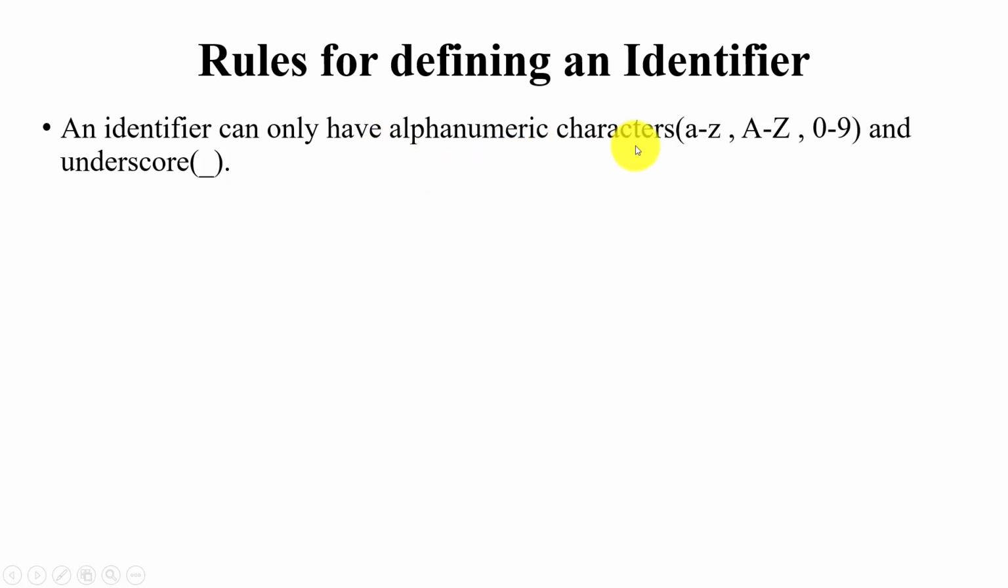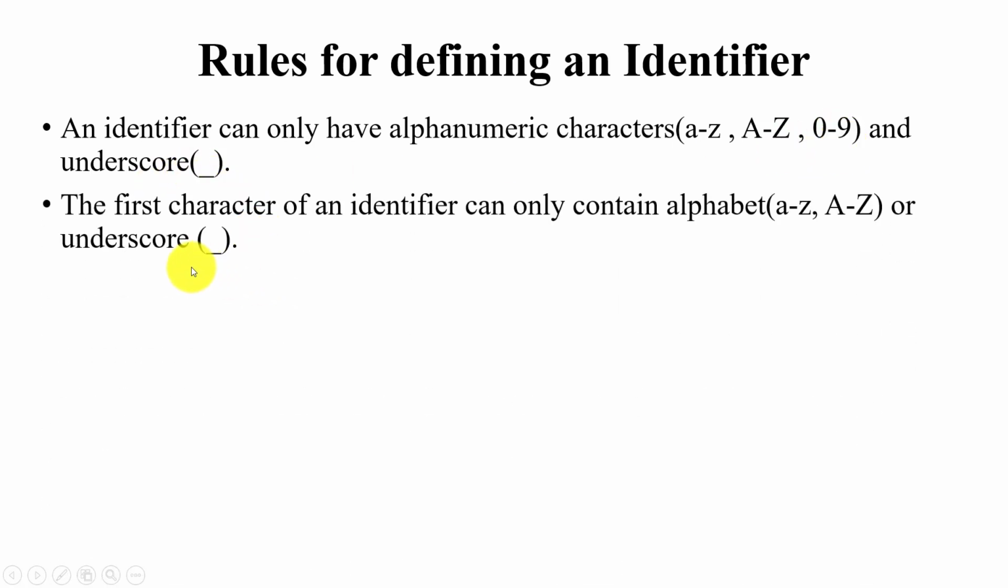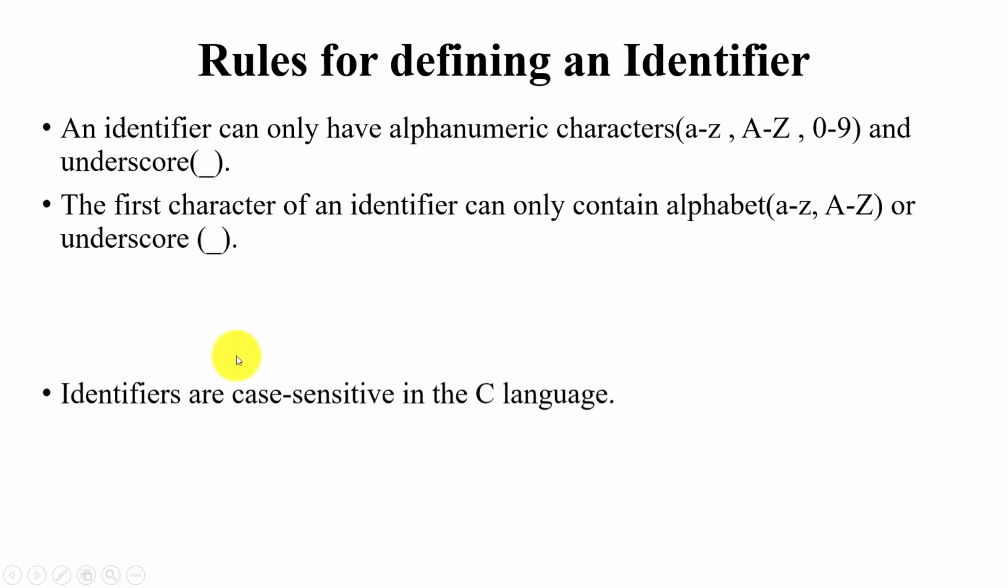The next rule is we can include in the identifier the alphabet letters, small a to z or capital A to Z. In between we can use 0 to 9 digits also, and underscore. The second rule, the first letter of an identifier can only be an alphabet. That is, you can write a small letter or capital letter at the starting, or at the first character you can use the underscore also.